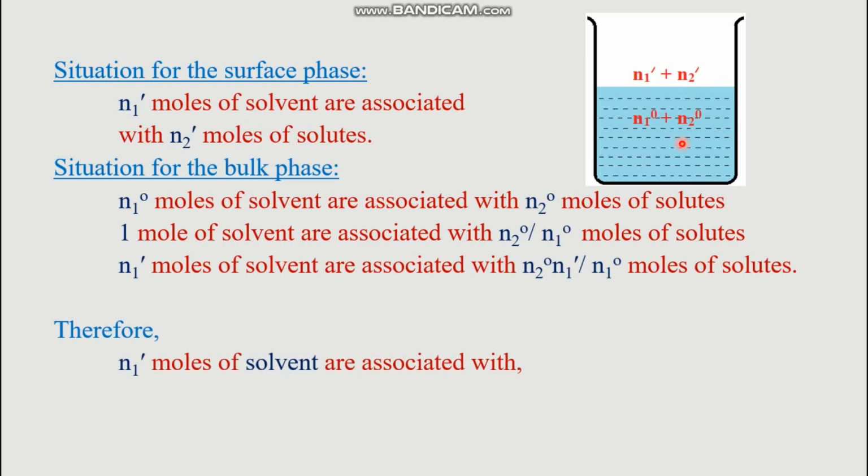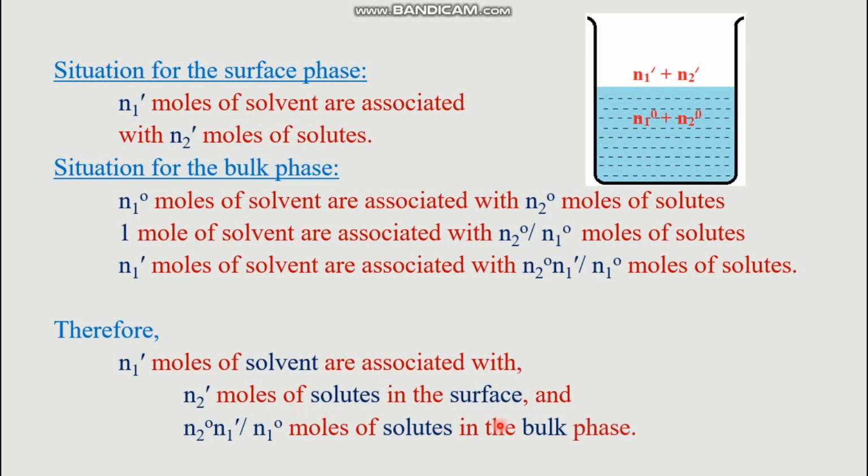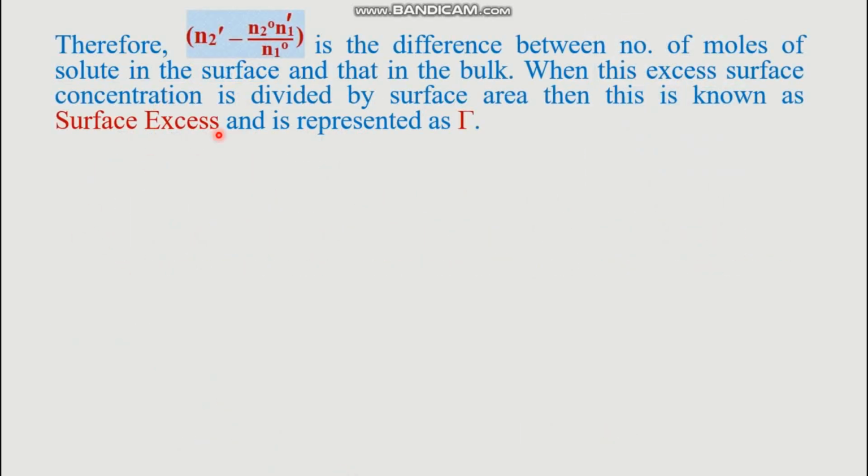So we conclude that n1 prime moles of solvent are associated with n2 prime moles of solute in the surface, and n2 0 n1 prime over n1 0 moles of solute in the bulk phase. So this is the number. n1 prime moles of solvent are associated with this number of moles of solute in the surface and this number of moles of solute in the bulk phase. This is the final conclusion. What is the difference? This is their difference.